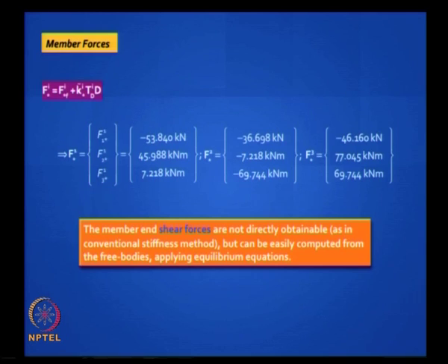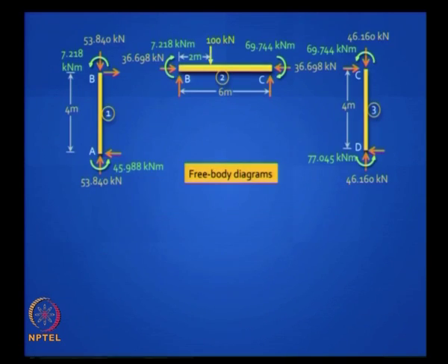So the member end shear forces are not directly obtainable as in conventional stiffness method, but can be easily computed from the free bodies applying equilibrium equation. So let us see how to do that. So this is what you get from those vectors. You have got the 2 end moments for each of the elements and you have got the axial forces. If it is plus it means it is tension, if it is minus it means it is compression.